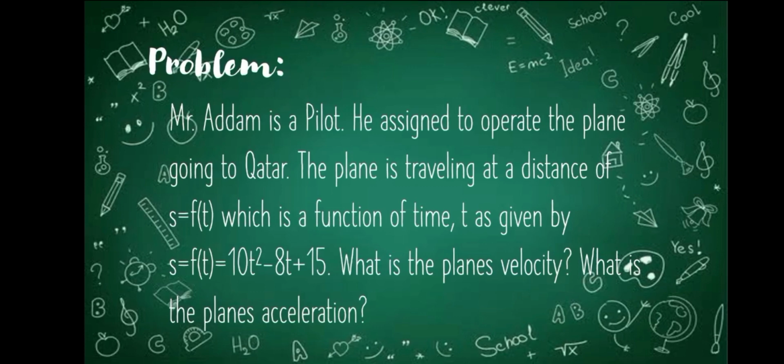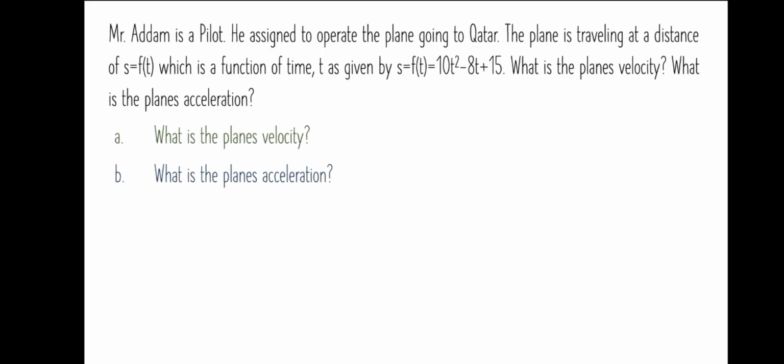Here's the little bit of information: the plane is traveling at s is equal to f of t, and this is a function of time. So it gives us s is equal to f of t is equal to 10t squared minus 8t plus 15. S is the position of the plane. So we need to find the plane's velocity and acceleration. We label this part of the question, what is the plane's velocity, as part A, and this part of the question, what is the plane's acceleration, as part B.